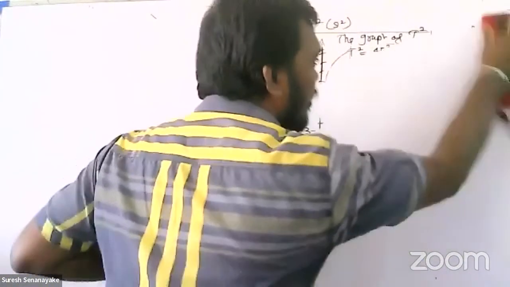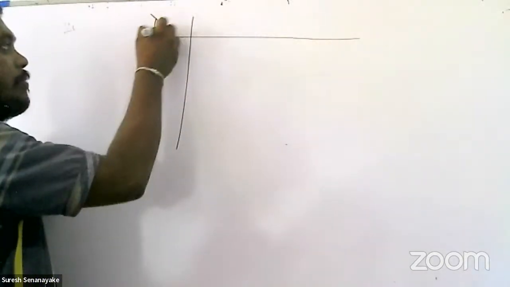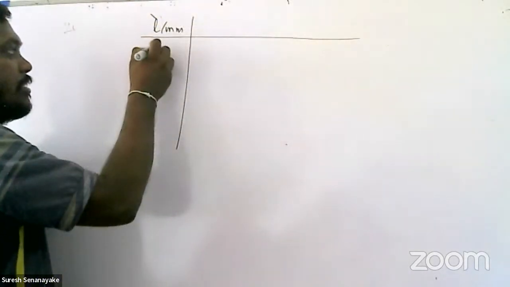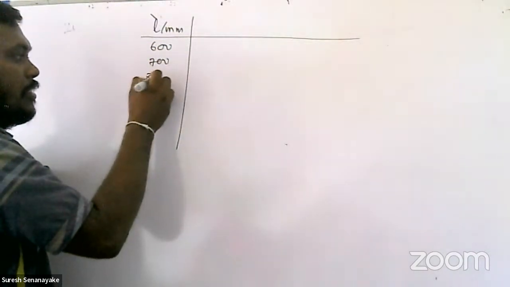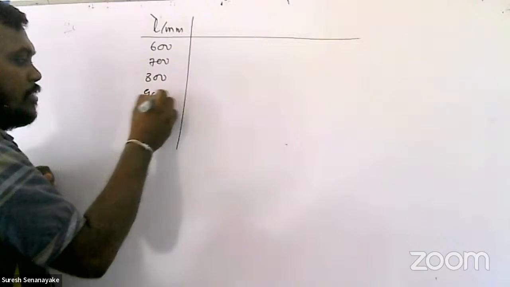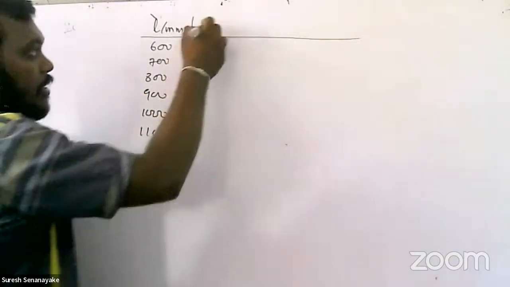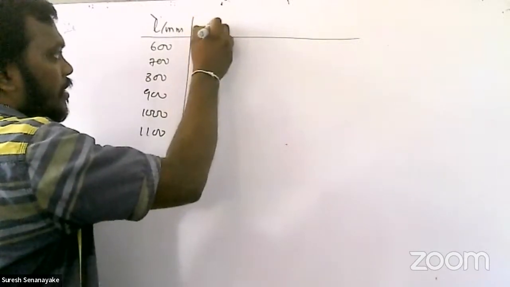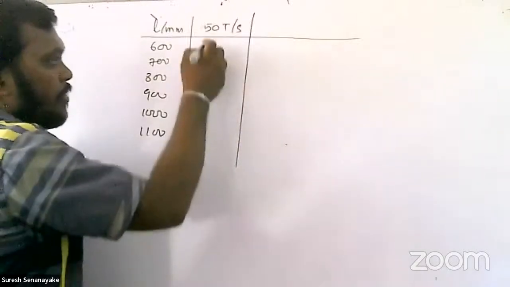Those are the values in the table, and first you need to fill the table. You gave me the values for the length in millimeters, right? Let's say 600. Then this is 50t. They gave 50t, no? In seconds. Okay, give me the value.